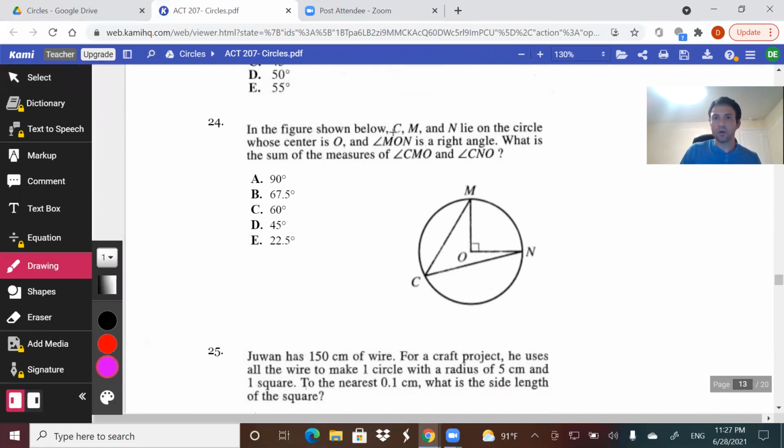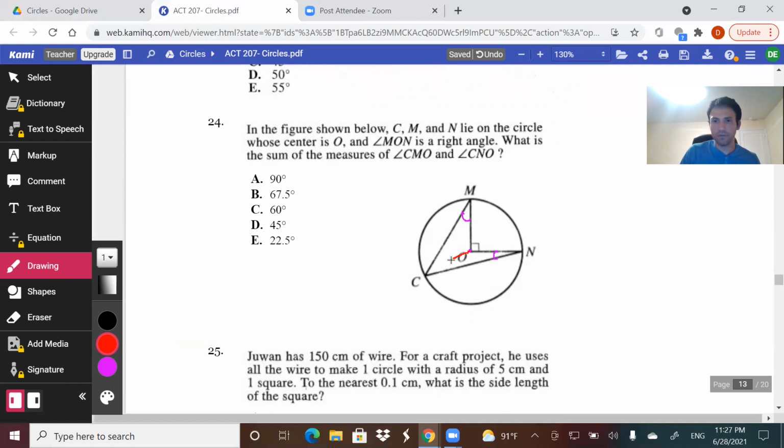So in the figure shown below, C, M, N lie on the circle whose center is right here, and MON is a right angle. What is the sum of the measures of CMO, so this angle, and CNO, so this angle? So it wants to know this angle plus this angle. You're not going to be able to get either of these individually, but here's how you figure this one out. I'm going to show you two ways.